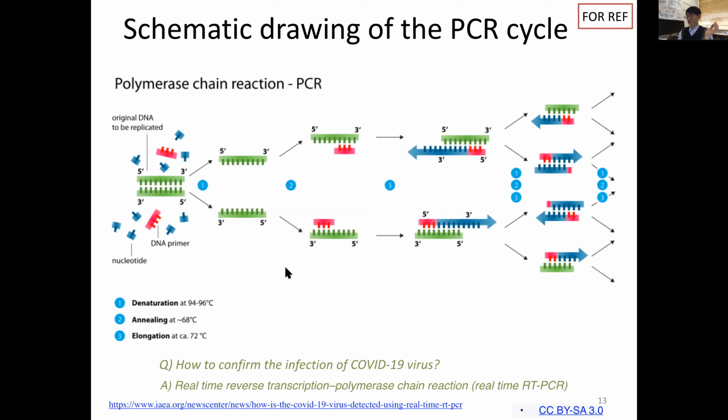So to check that, we need a reverse transcription PCR, because we make the RNA information of coronavirus into DNA, and then we run this PCR. There's something called real-time PCR, where we can see in real time during these cycles whether the suspected DNA piece or segment is present or not.